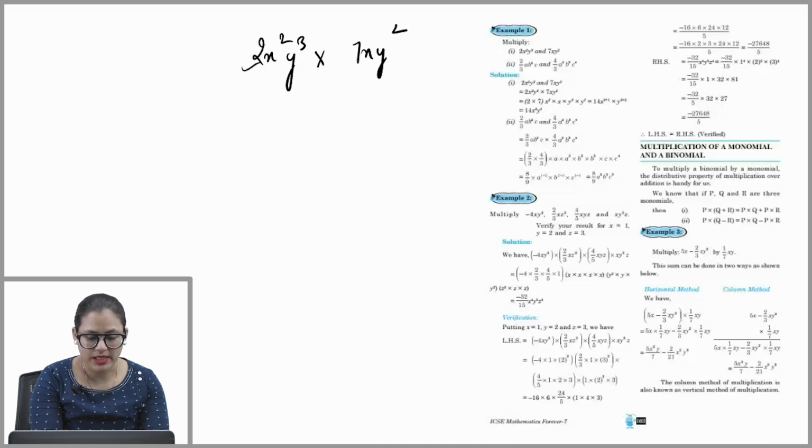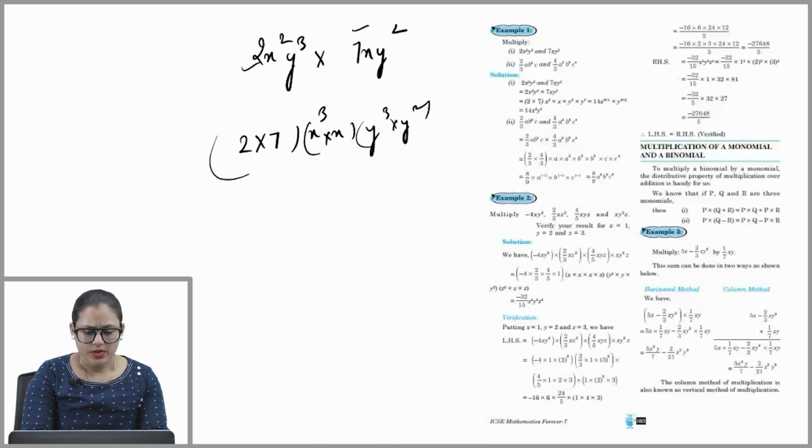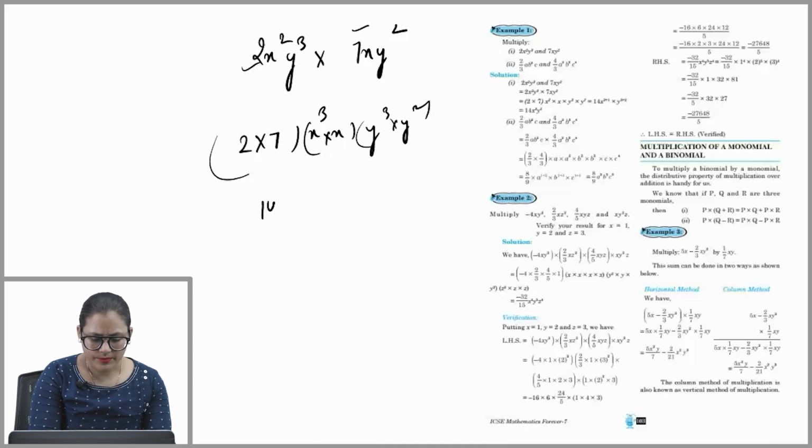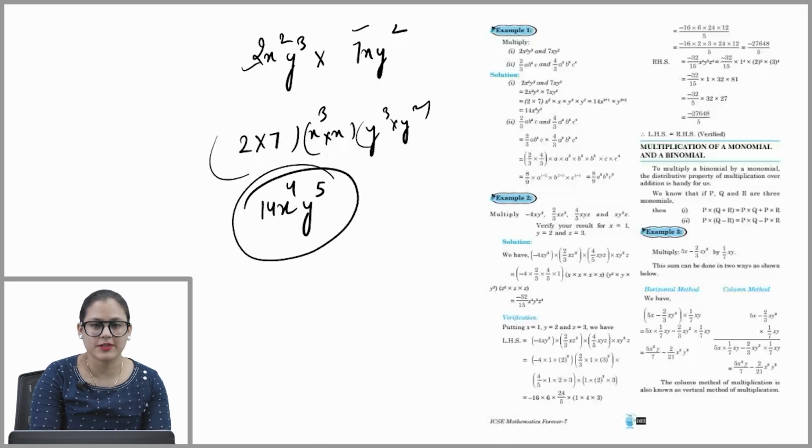Okay, so we will multiply 7 and 2, then x square into x, y cube into y square. So the answer is 7 into 2 is 14, x power 2 plus 1 is 3, and y power 3 plus 2 is 5. So this is the answer.